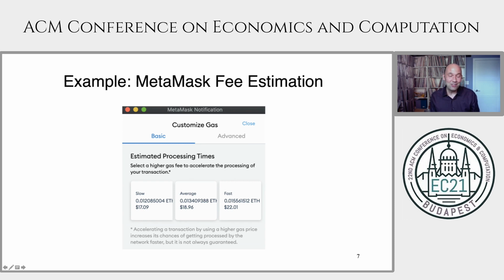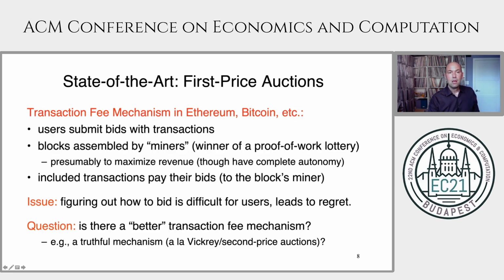But first price auctions are hard. Anyone who's a regular user of Ethereum has had the extremely frustrating experience of following MetaMask or some other wallet's advice about the appropriate fee to set, and then having the transaction just hang for 30 minutes or more because the bid wound up being much lower than it should have been. So that really throws down the gauntlet to the mechanism designer.